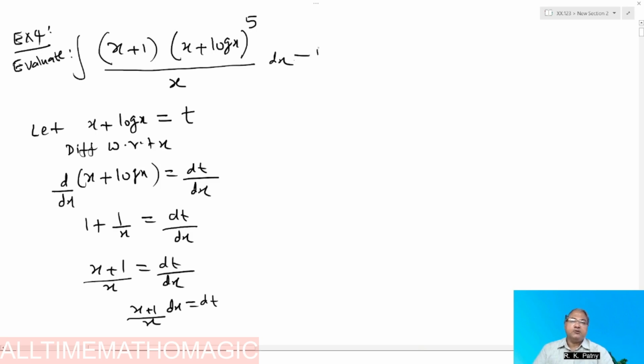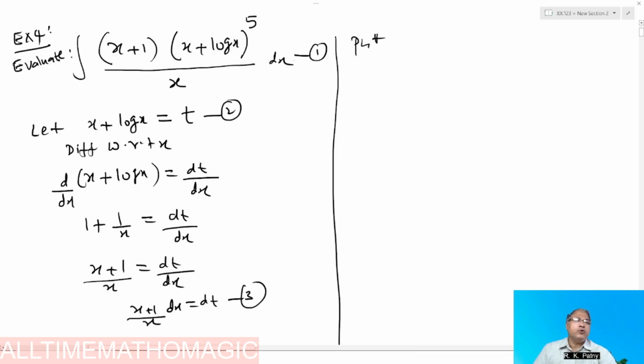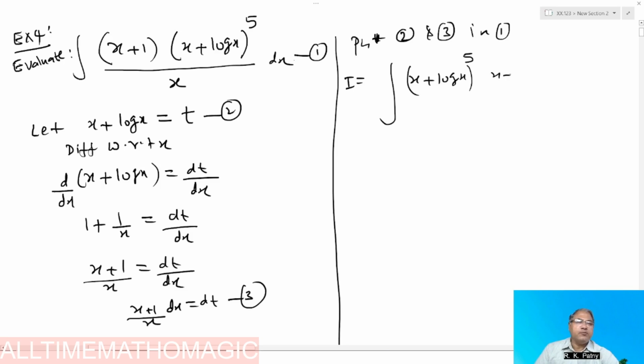So this was the given question, 1, and this is 2 and this is 3. Putting 2 and 3 in equation 1, we get I equals to... Now the given problem can be written as (x plus log x) whole raised to 5 as one part of the question, and (x plus 1 upon x) dx as the second part. Now (x plus 1 upon x) dx is equivalent to dt, and x plus log x is nothing but t, so it is t raised to 5, and (x plus 1 upon x) dx is equivalent to dt.